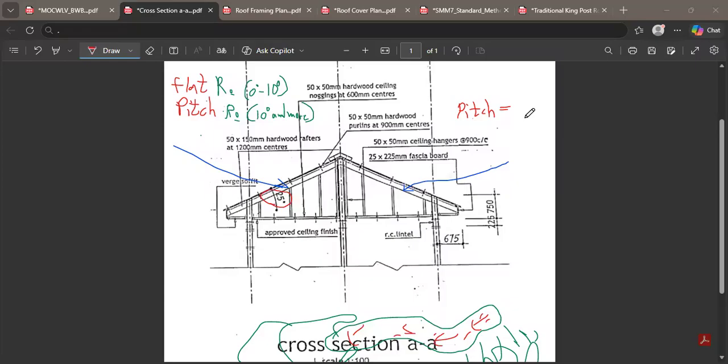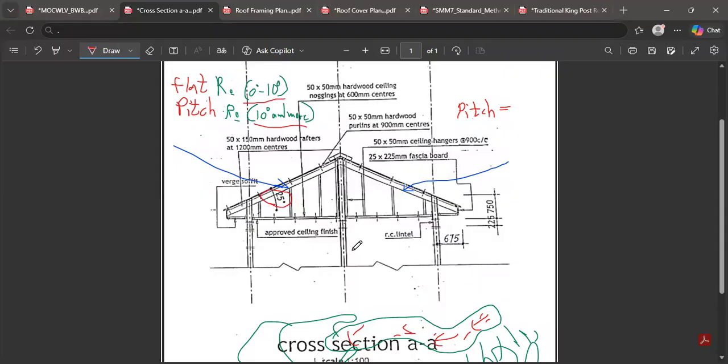Exactly. Just as we were saying, we have two types of roofs: the flat roof and also the pitch roof. The flat roofs normally have an angle of 0 to 10 degrees, and the pitch roofs are of 10 degrees and more. Exactly. Without beating about the bush, we want to take off for all roof members.